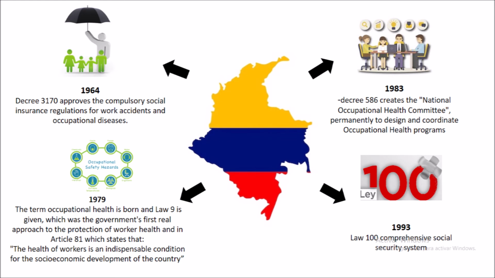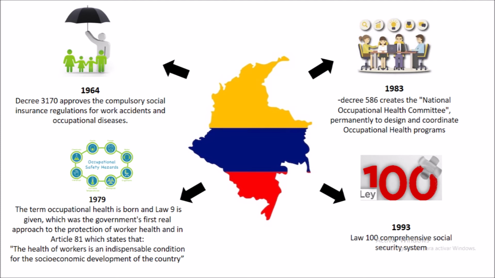In 1964, Decree 3170 approved the compulsory social insurance regulation for work accidents and occupational diseases. In 1979, the term occupational health is born and Law 9 is given, which was the government's first real approach to the protection of worker health, and in Article 81, which states that the health of workers is an indispensable condition for the socioeconomic development of the country.